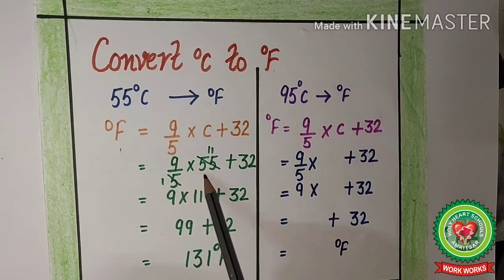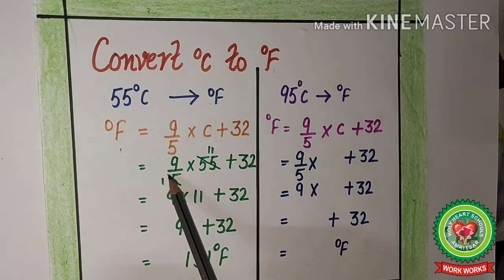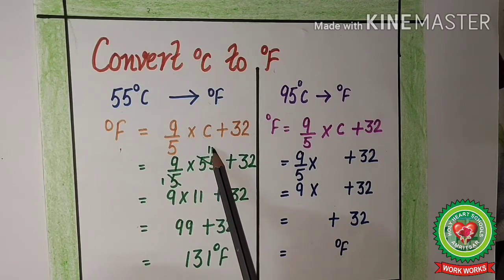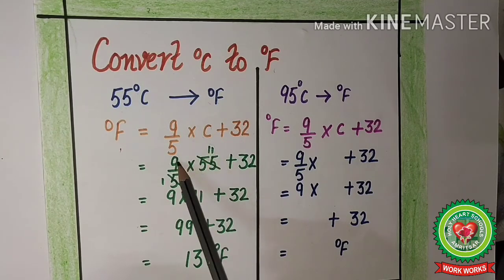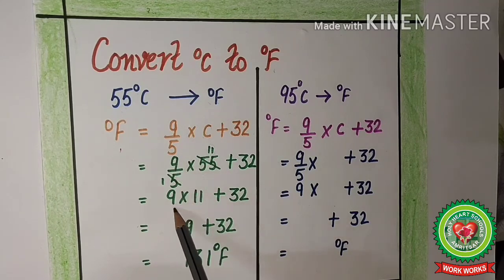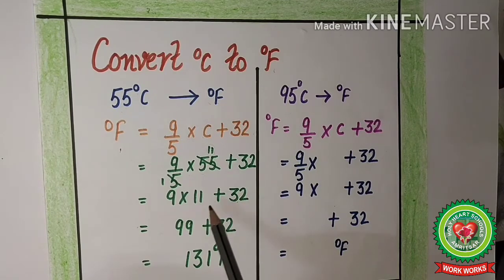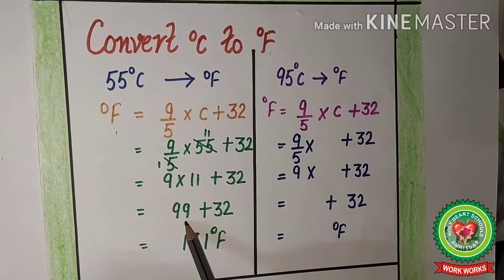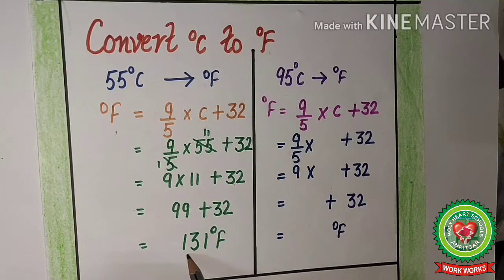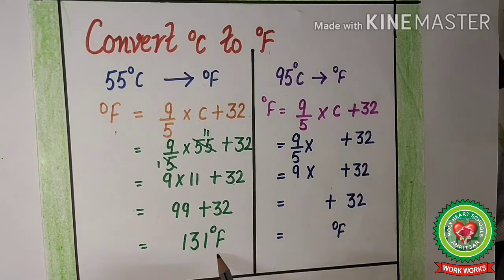Now multiply is there, so first you solve the multiply. 5 ones are 5, 5 11s are 55. Here is 11 and 9. So first we solve the multiply. That is 9 multiply 11 plus 32. So 9 11s are 99 plus 32. 99 plus 32, that is 131 degrees Fahrenheit.